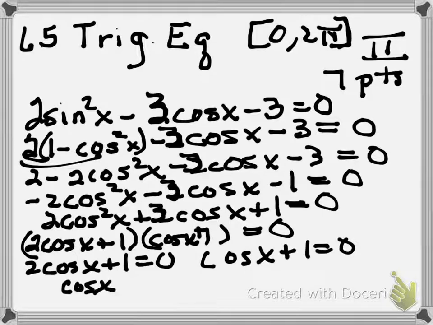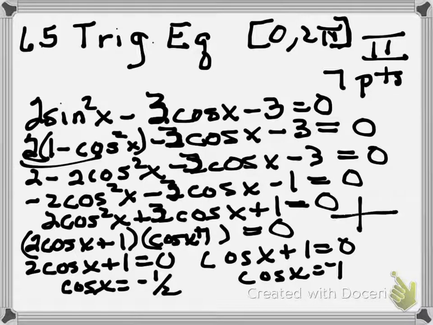Cosine x equals negative 1/2. Cosine x equals negative 1. From the cosine graph, where is the cosine equal to negative 1? At pi. It goes from 1 to 0 to negative 1 at pi for the cosine graph. Where is the cosine equal to positive 1/2?